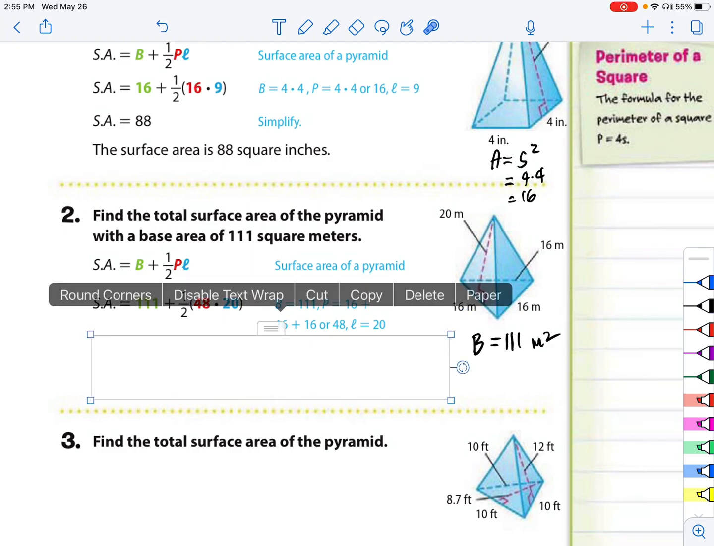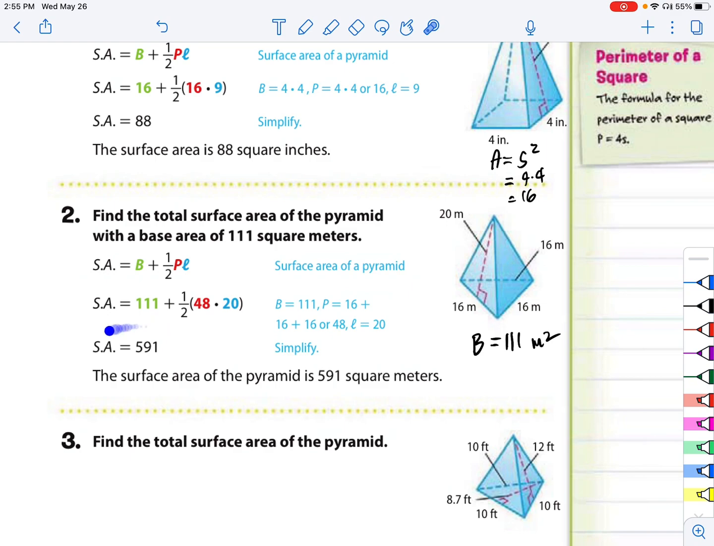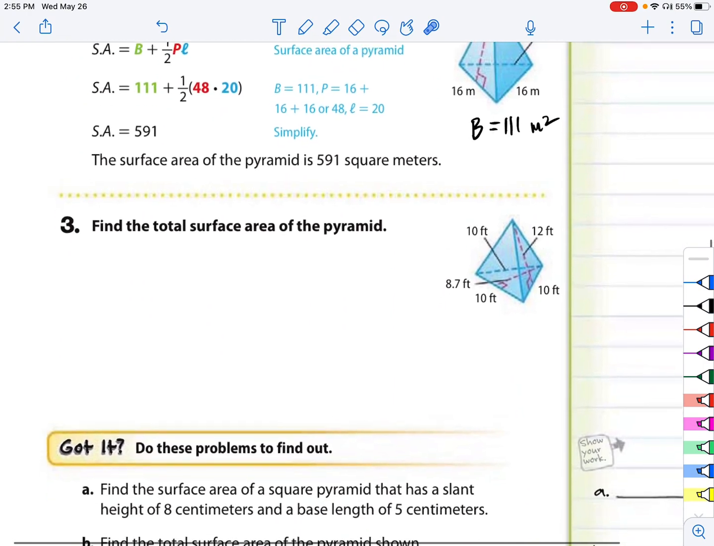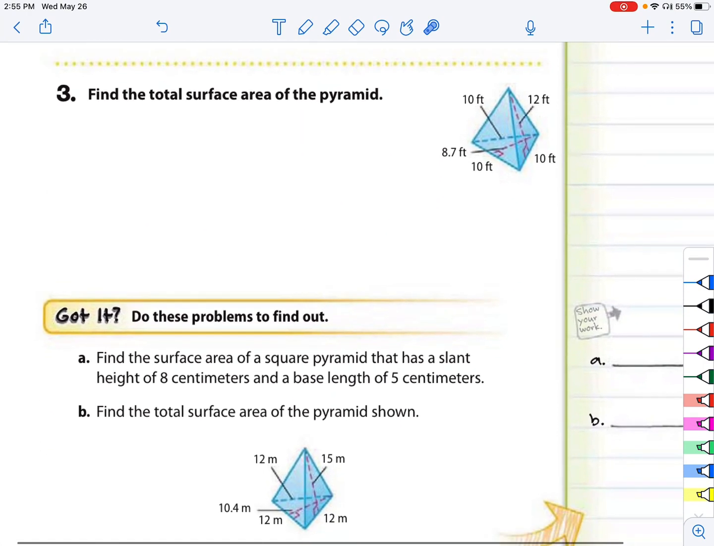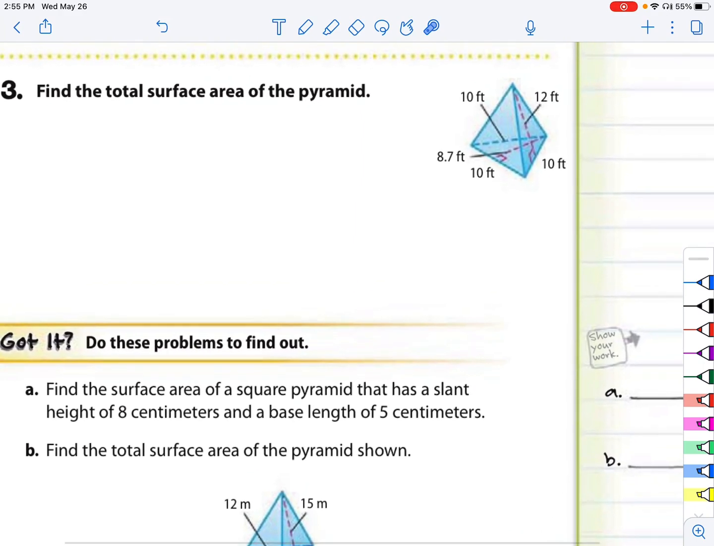Then we simply multiply all of them. We end up with a surface area of 591 after we simplify that expression. So the surface area of our pyramid is 591 square meters. Okay? All right, let's take a look at how to do number 3. Find the total surface area of this pyramid. Again, we have a regular pyramid because we have an equilateral triangle. If you notice, it's 10, 10, and 10.